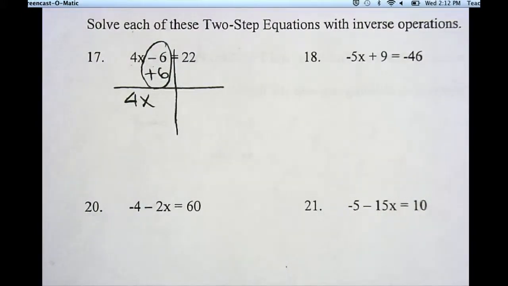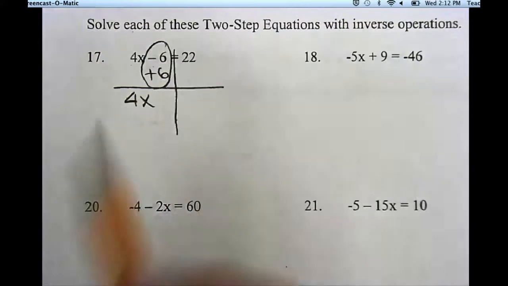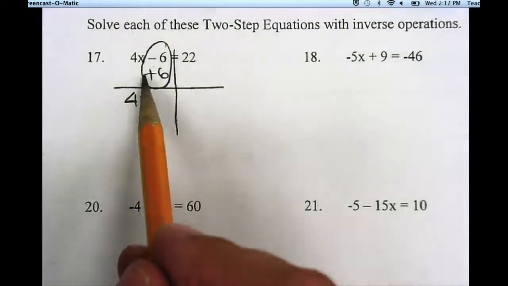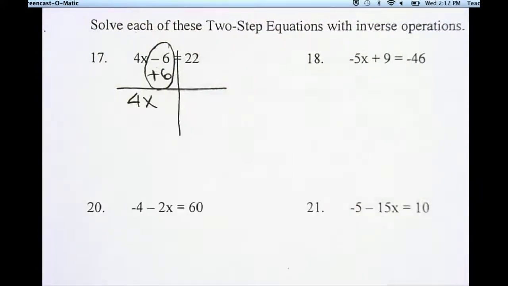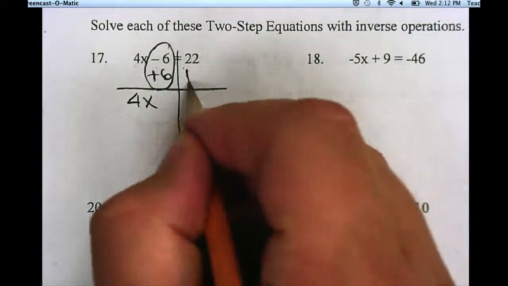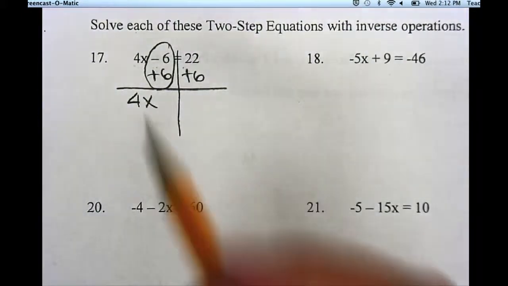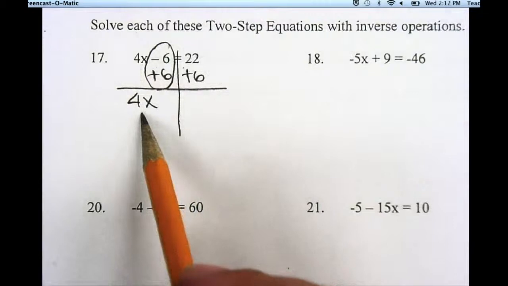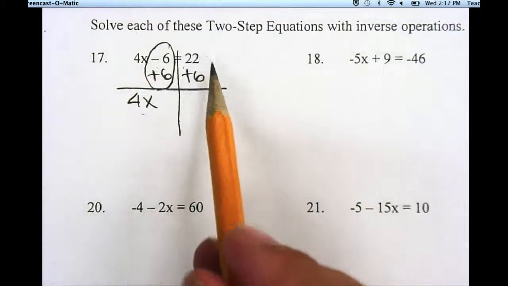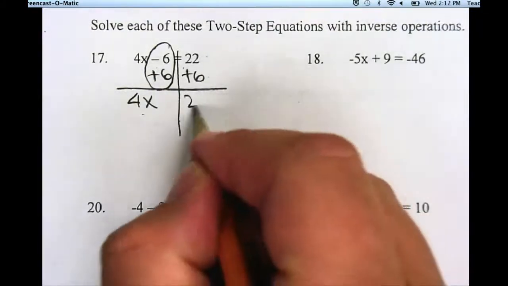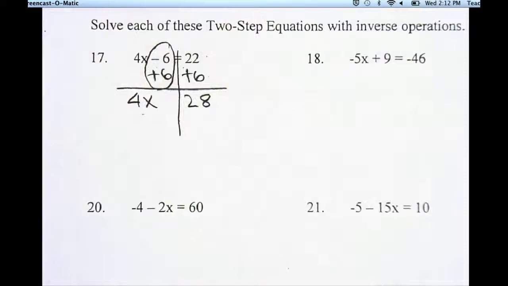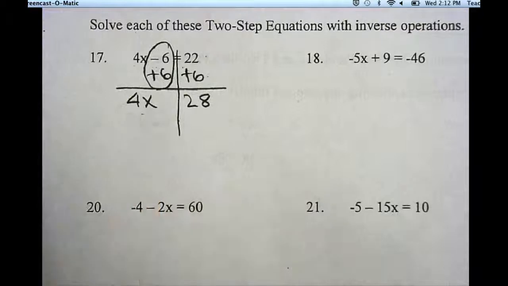But right now my equation isn't balanced. When I added 6 to this side of the equation, it became unbalanced. So I've got to balance it out by adding 6 to the other side of the equation also. Now when I do that, I've already solved this side. I've got down to 4x. On the other side I have 22 and 6, which is going to be 28. Okay? That's one step. They call these two-step equations because in order to solve for x on the left side of the equation, it takes two steps.